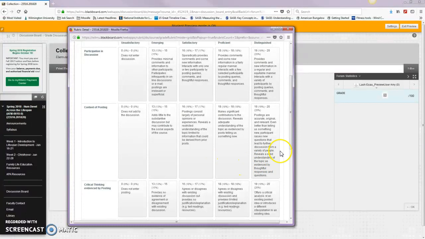1 to 2 sentences is not going to demonstrate that you are making a significant contribution to the class or the discussion. It also doesn't demonstrate that you understand the topic. You may have a lengthy initial post, but you also need to engage in more than 1 or 2 sentences with your peers to be able to earn points up in the 18 to 20 range. As you can see here, especially in the 19 to 20, you need to reveal a solid understanding of the topic as evidenced by thoughtful responses and questions.